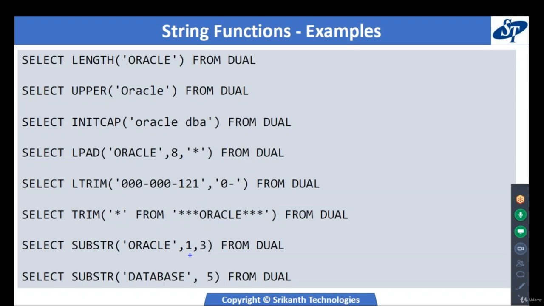And substring will pick up only first 3 characters, because I said start from 1, go up to 3. Of course, the indexing starts with 1, because that is the way it goes in Oracle. And the database, we start from 5th position. So here is the 5th position, and we take everything from that position. So the result is going to be base.